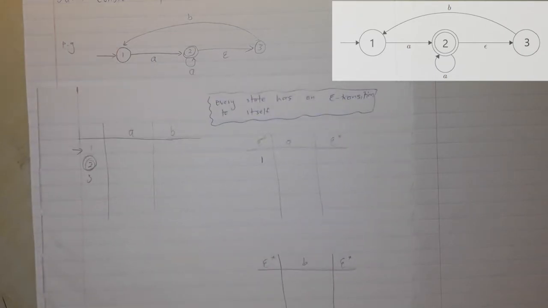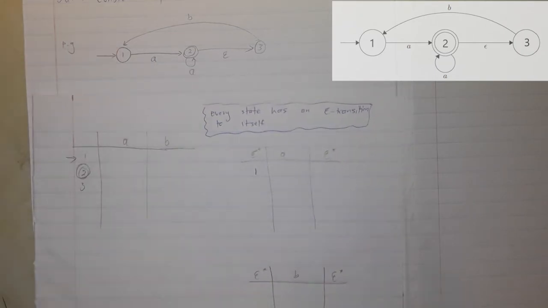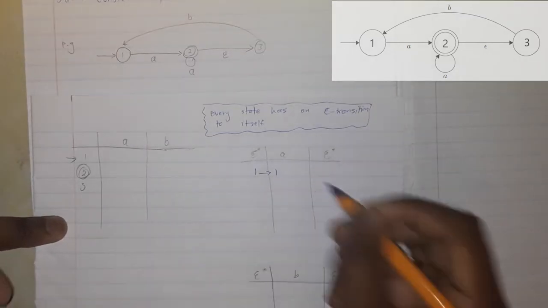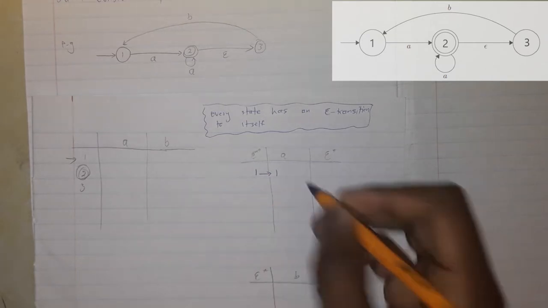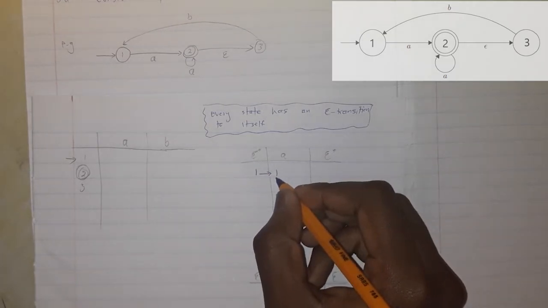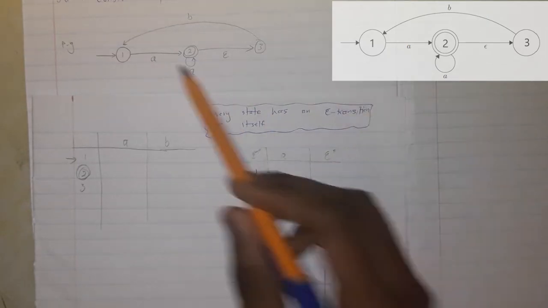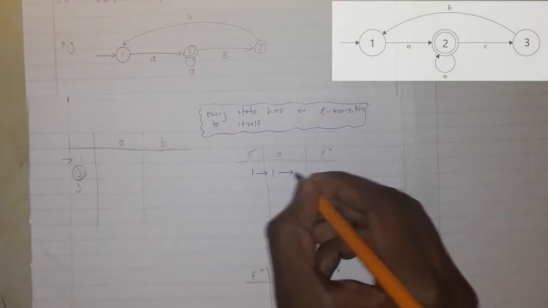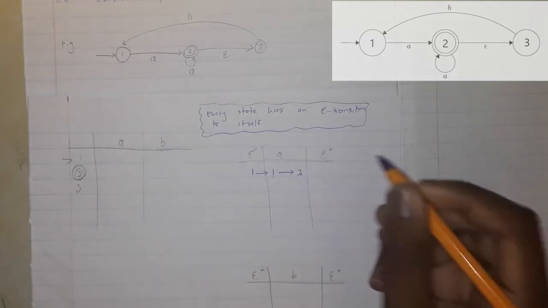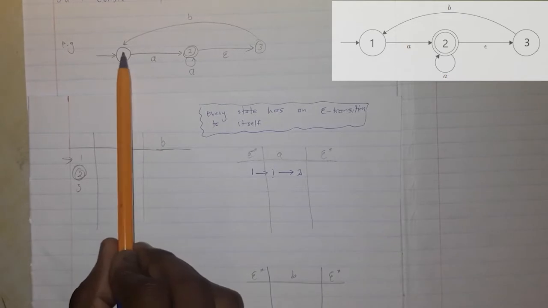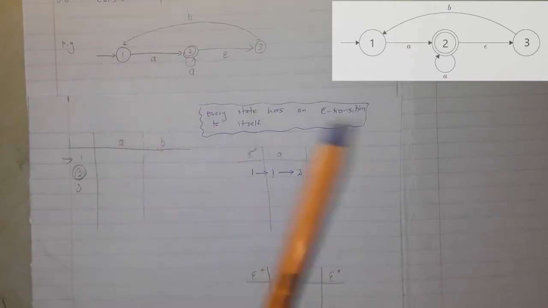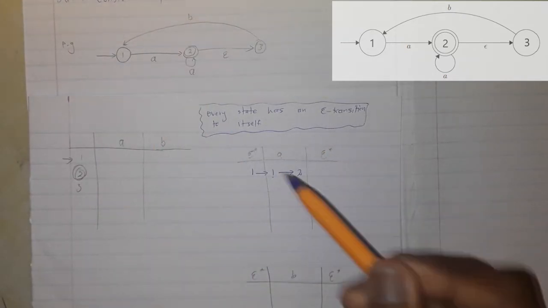So we start with the first state. 1 has an E transition to where? To itself, that's 1. And where else? Nowhere else. So 1 has an E transition to itself. And then this state right here has an A transition to where? To 2. So this state has an A transition to the state number 2 and nowhere else. So it only has an A transition to state number 2 and doesn't have an A transition to anywhere else.